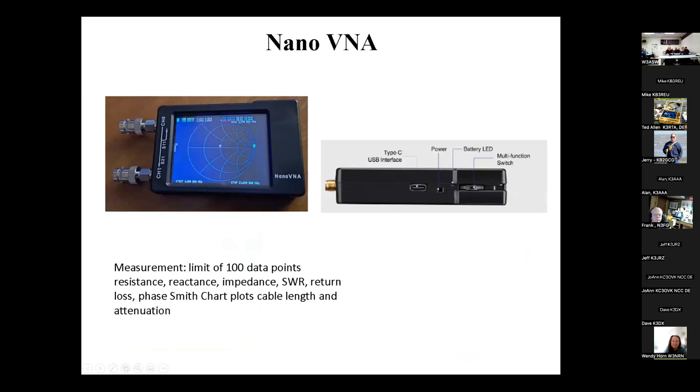This is what the top of the unit looks like. You have a C-type USB connector at the top, which is used to charge it also. You've got a power indicator, a battery indicator, and then your multifunction switch button. It allows you to switch through different functions. And this is what it looks like when you have it turned on. So it's kind of nice looking.